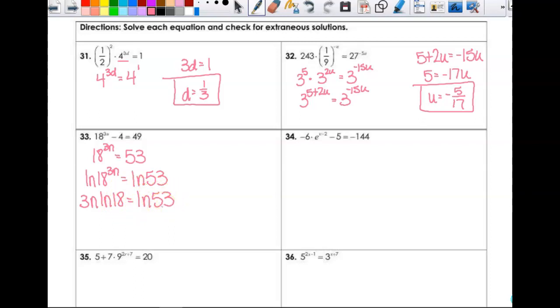I want n to be by itself. So I can divide both sides by 3 natural log of 18. So n is going to be equal to the natural log of 53 divided by 3 times the natural log of 18. Type that in your calculator. So you will have calculators for the part of the test that you need a calculator for, but you won't have one for the whole thing. You have to make sure that you can round correctly and know what that rule is, because I'm not telling you again. And this is your answer.